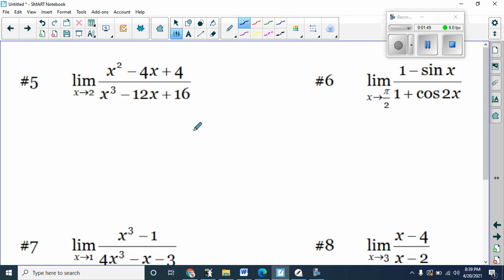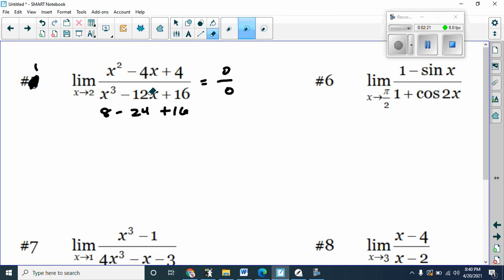All right, so let's try one. Number 1. Limit as x approaches 2 of x squared minus 4x plus 4 over x cubed minus 12x plus 16. Step 1, direct substitution. Just plug in 2. 2 squared is 4 minus 4 times 2 plus 4. I've got 0 on the top. If I plug 2 into the bottom, I get 8 minus 24 plus 16. I get 0 over 0. 0 over 0 is indeterminate form, so I can use L'Hopital's rule.